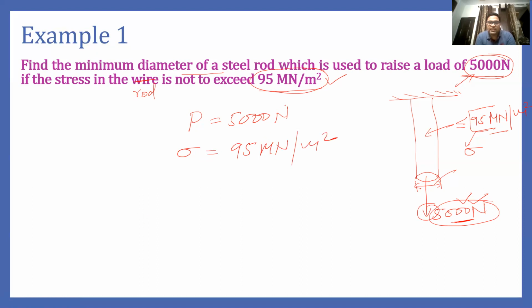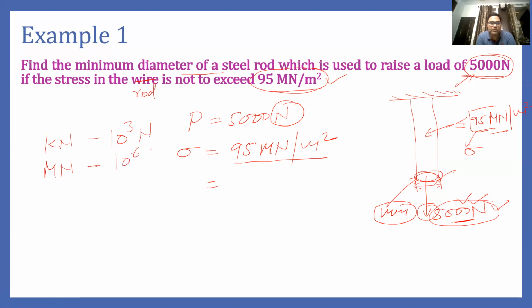As our load is in Newton, and the diameter of this bar will generally be calculated in mm, if we want to find the diameter of the bar in mm and the load is in Newton, first of all, we need to convert this stress into Newton per mm square. This value is in mega Newton per meter square. Mega means, see, kilonewton is 10 raised to power 3 Newton, and then mega Newton is 10 raised to power 6 Newton.